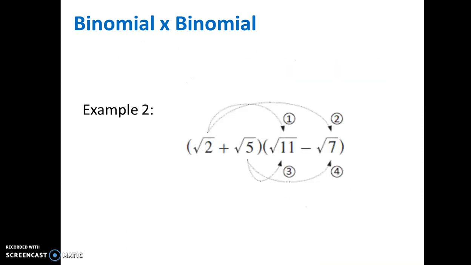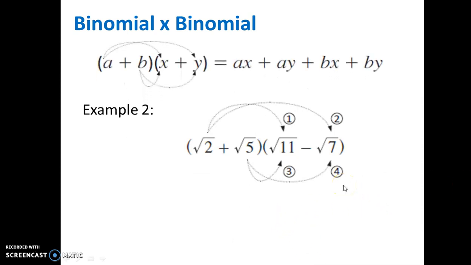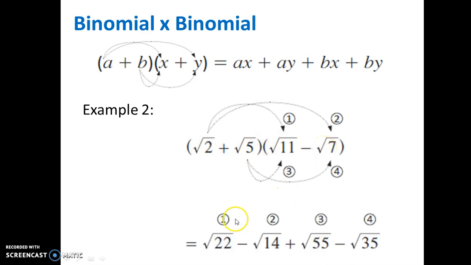Let's try that with surds or radicals. So there's the rule again for binomial times binomial. This one, we're going to multiply this times this, this times this, and then this one times this, and this one times this one. And there's the result. This times this is root 22. This times that is negative root 14. This times this is root 55 right here. And then this times this is negative root 35.